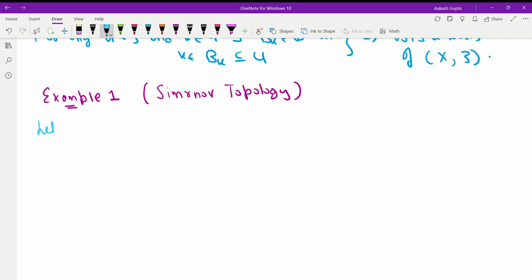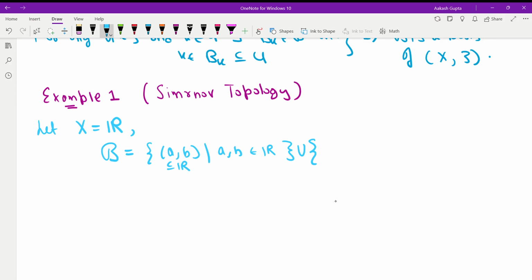Okay, so let X is equal to R, and script B is equal to, say, this collection. What is this? Again, open intervals in R, union these kind of sets: if you take an open interval, remove this set from that open interval. So a, b in R.